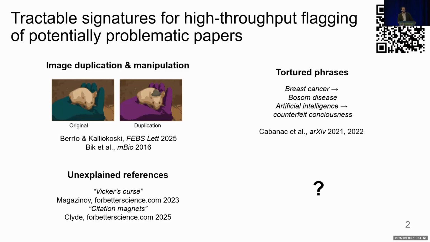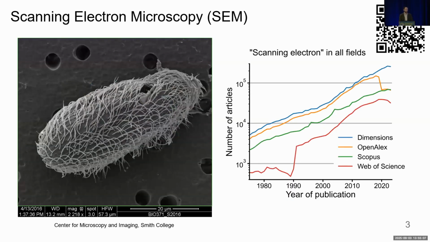Look at that. So, some other signatures include image manipulation and duplication, like we just heard about, tortured phrases, inexplicable references. But we wanted to see if we could find one that was discipline specific for material science. So, to that end, we turned towards scanning electron microscopy images. This is a very popular technique in material science for visualizing microscopic structures.